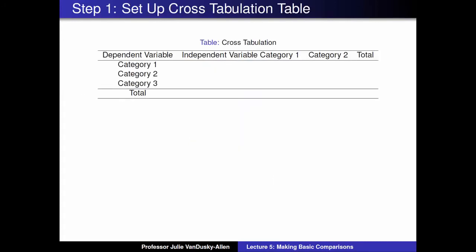To set up a cross-tabulation table, the first thing you need to do is write the dependent variable name in the first column's heading. Then you write the categories of the dependent variable in the rows below. Then you add a total row at the bottom. Then you write the independent category names in the subsequent column headings. And last, you add a total column at the end.